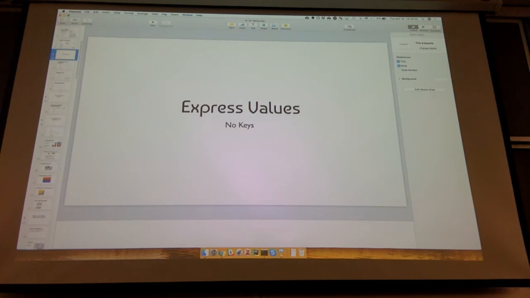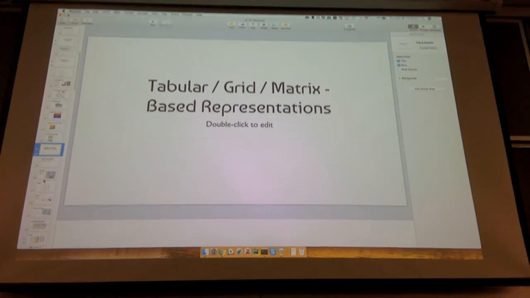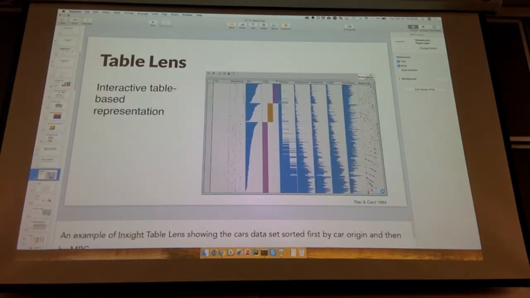So I'm going to skip over those quite obvious things. Then we talked about tabular grid matrix representation, and here I didn't have audio, and so I'll play this.